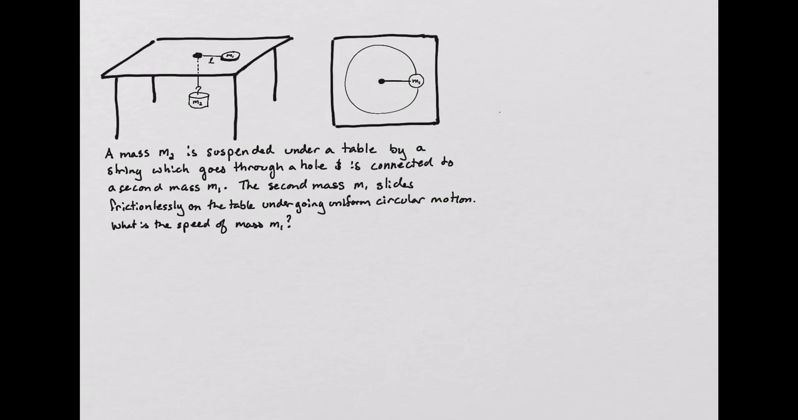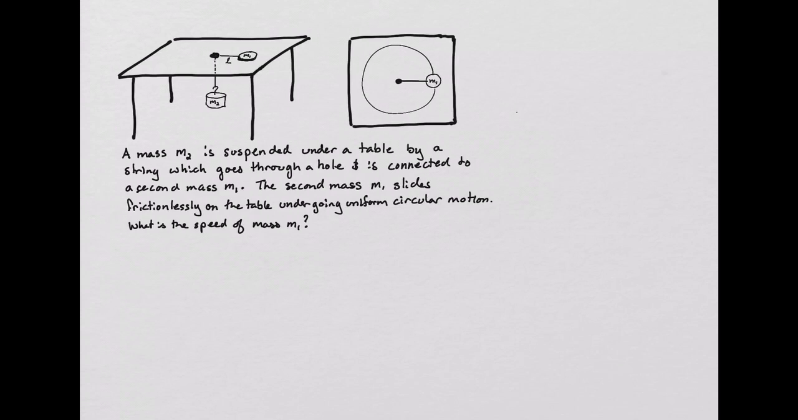In this video, we will solve the following problem. A mass M2 is suspended under a table by a string, which goes through a hole in the table and is connected to a second mass, M1. The second mass M1 slides frictionlessly along the table and undergoes uniform circular motion.